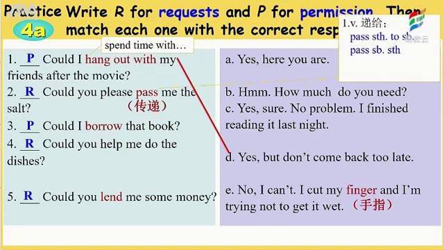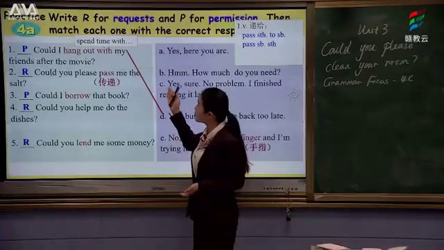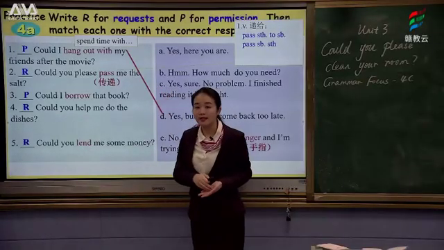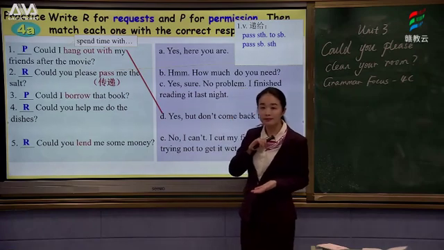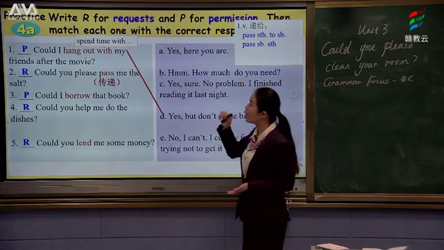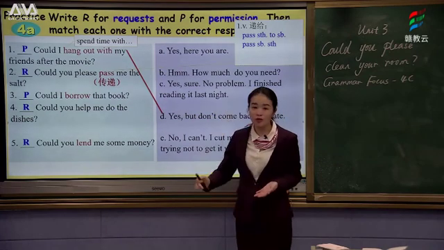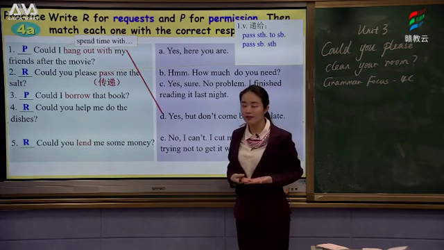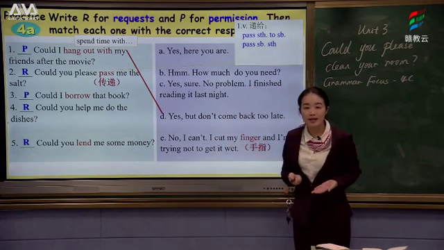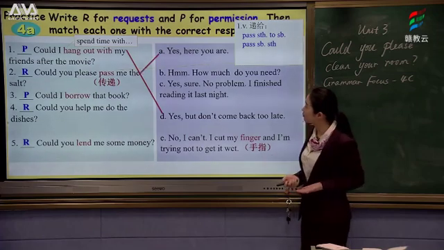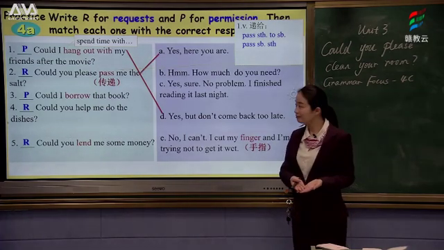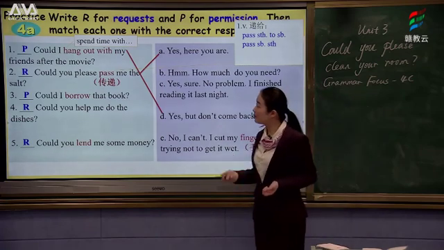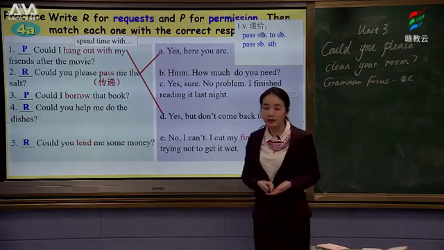Number 2, could you please pass me the salt? Pass. We can say pass something to somebody, pass somebody something. So, could you please pass me the salt? This sentence we can also say: Could you please pass the salt to me? Pass. 传递. Now, let's see the right response to it. Yes, here you are.